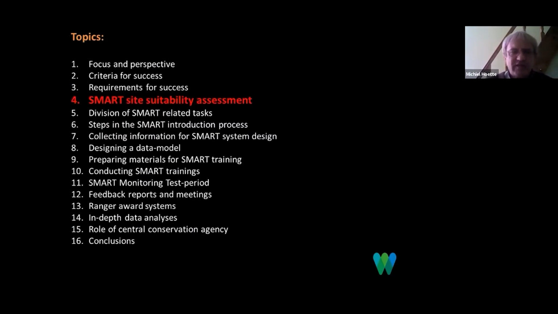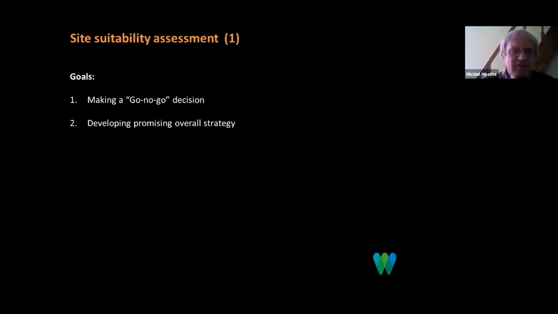So one thing you might wish to start with is to do a suitability assessment. Just try to assess if the site where you want to, or the agency where you want to introduce SMART, is suitable, and whether the situation is such that you can expect success. So why would you like to do that? Well, if you assess the situation and you think there are very few chances of being successful, you might decide not to do it. So maybe you're in a position where you can still take a go, no-go decision.